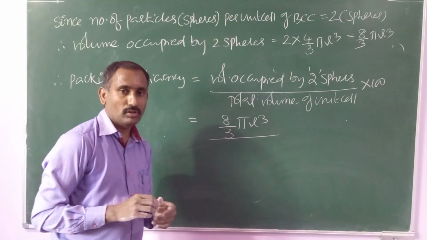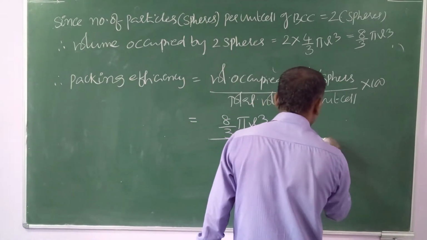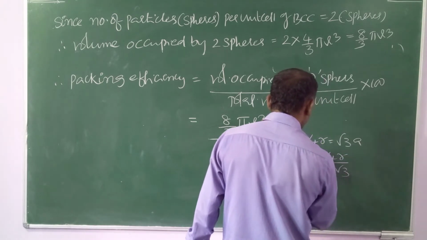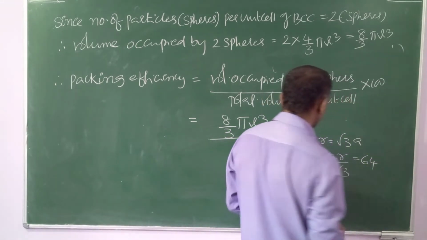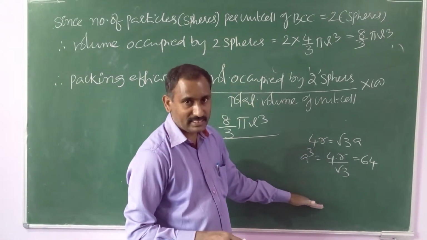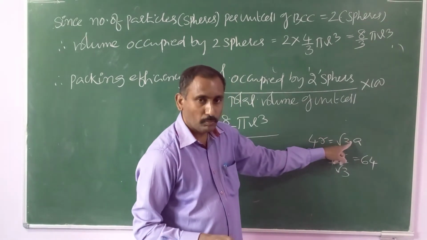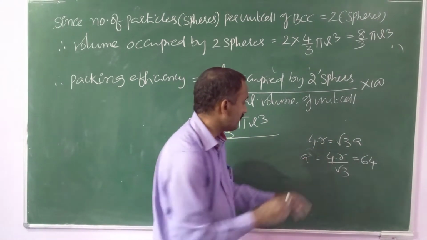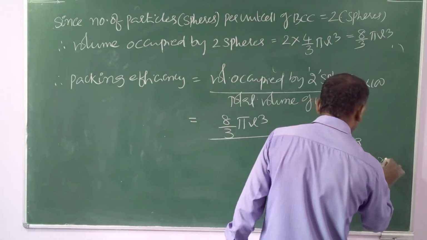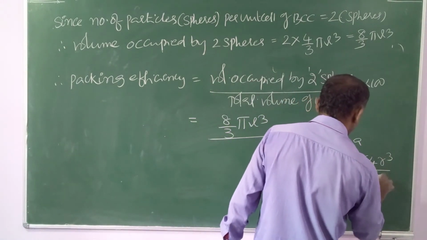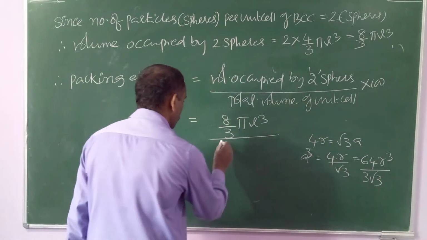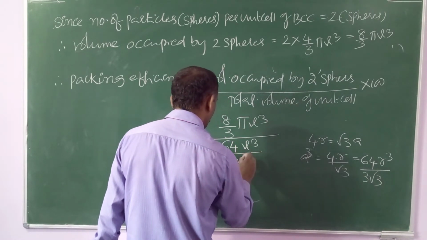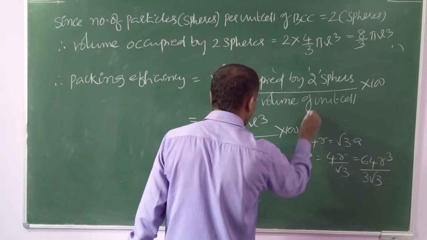Now, the last step we wrote: total volume of unit cell, how did we get it? Actually 4r equals root 3a, or a equals 4r by root 3. Here this step I erased. So 4r equals body diagonal root 3a. Therefore a equals 4r by root 3. A cube equals 64r cube by 3 root 3. Therefore, total volume of unit cell is 64r cube by 3 root 3, into 100.